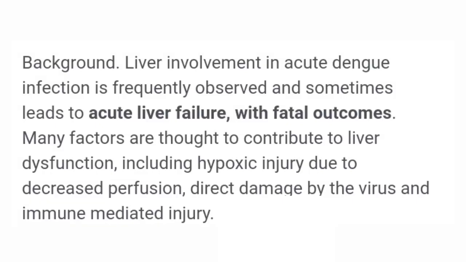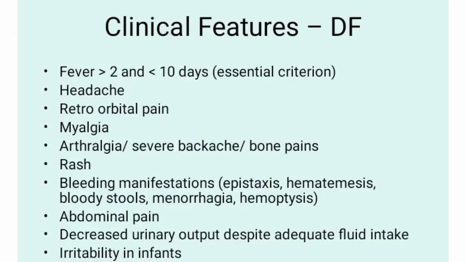Liver involvement in acute dengue infection is frequently observed and sometimes leads to acute liver failure with fatal outcomes. Many factors are thought to contribute to liver dysfunction, including hypoxic liver injury due to decreased perfusion, direct damage by the virus, and third, immune-mediated injury. So hypoperfusion, viral injury, and immune-mediated injury. These three factors cause the derangement of LFTs that is seen in dengue.